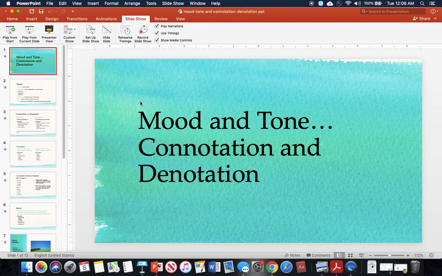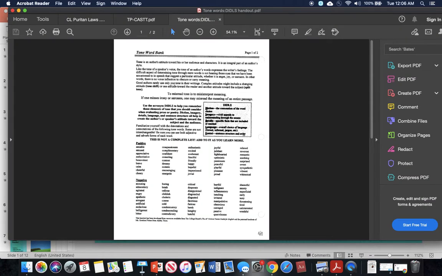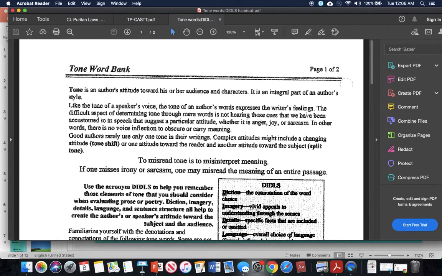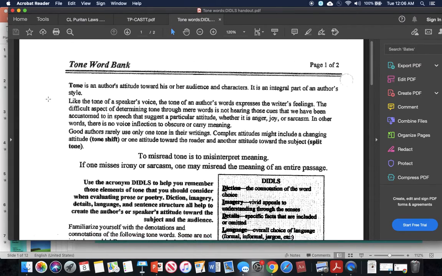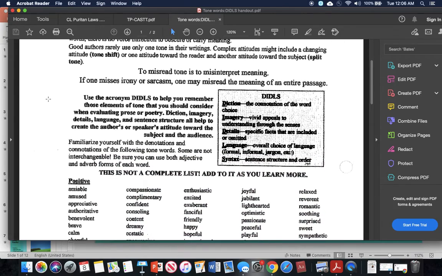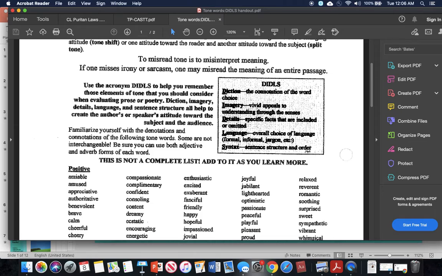So we're also going to look at these handouts that are PDFs that I would like you to download. And you have a tone word bank. And again, as I said before, a lot of these words can be used for mood, but let's talk about the acronym used to understand tone, which is DIDDLES, D-I-D-D-L-E-S.